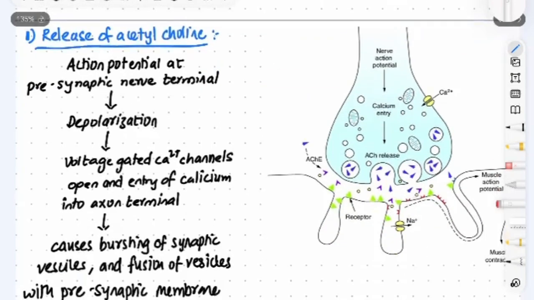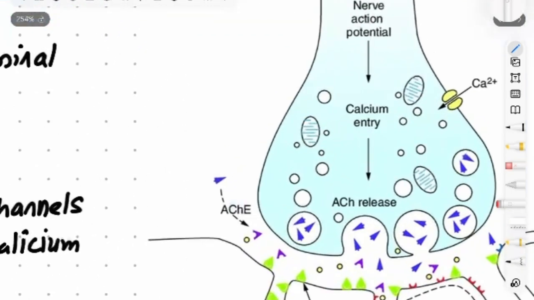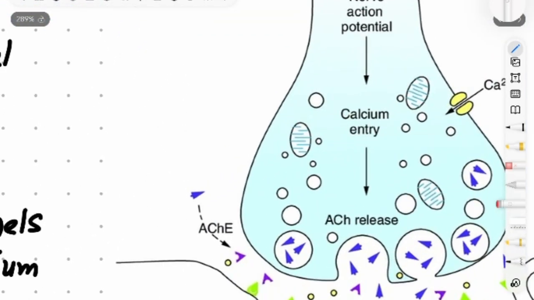So this is a simple process. We'll be talking about it. First is the release of acetylcholine. How is this acetylcholine released? Basically, in the presynaptic membrane, there are some synaptic vesicles.